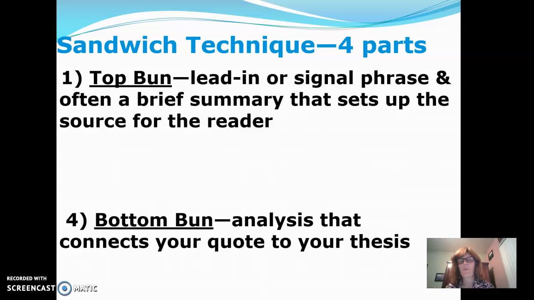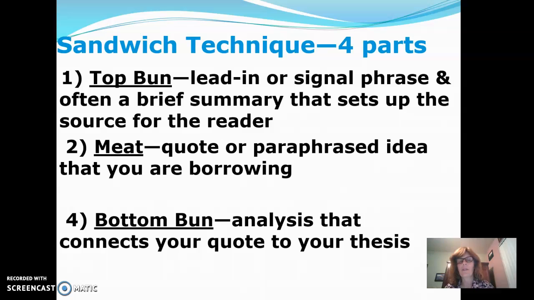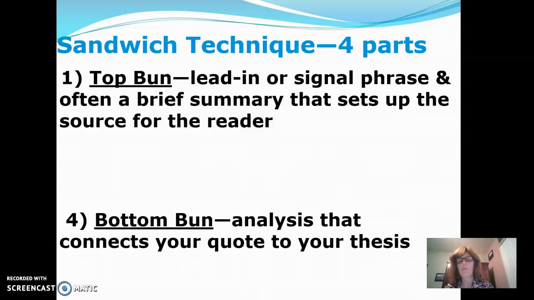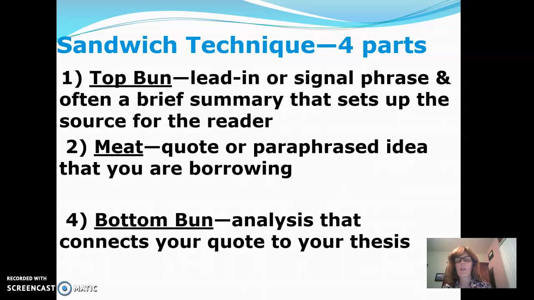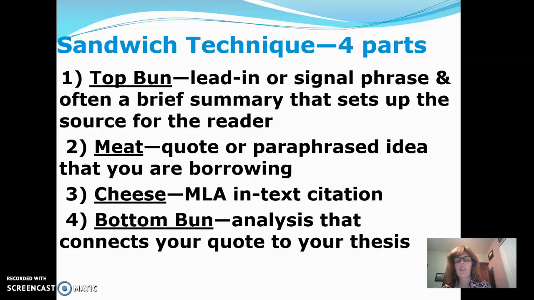So there are 4 parts. There is the top bun, which is also called a lead-in or signal phrase, and often a brief summary that sets up the source for the reader. The meat, which is the quote or the paraphrased idea that you're actually borrowing. The cheese, which is the MLA in-text citation. And the bottom bun, which is the analysis, where you explain how the quote connects to your thesis.